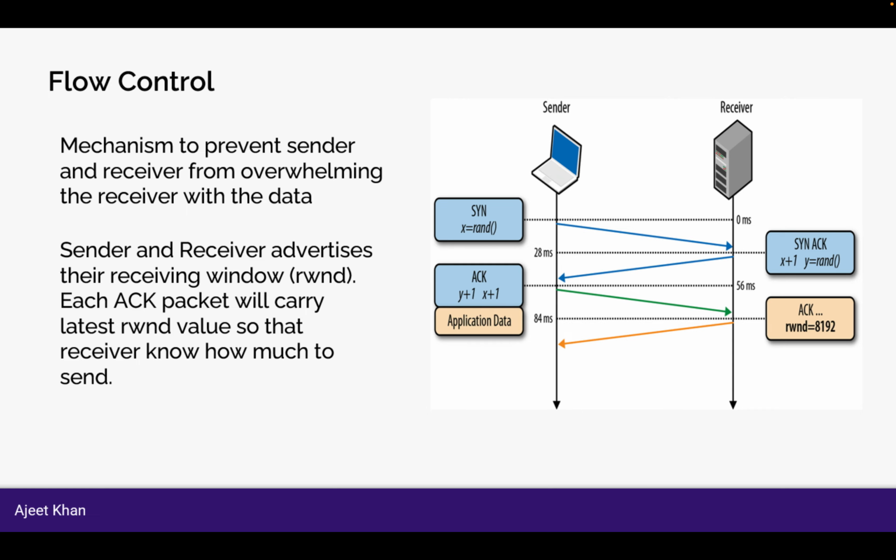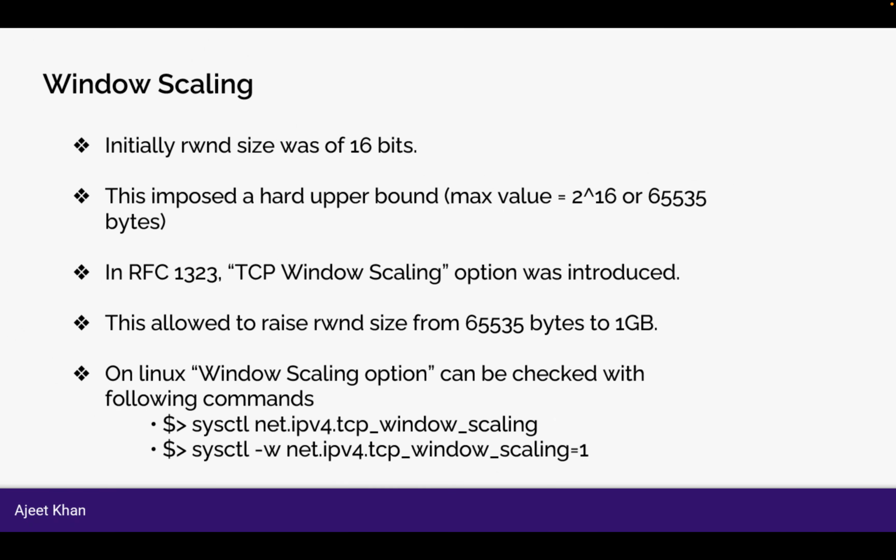This is flow control. Another concept is window scaling. Initially the RWND size was 16-bit. This imposed a hard upper limit, that is, the max value could be 2 to the power 16, or 65535 bytes. You must have seen this number in Linux in hard limit and soft limit. So this is what the number is.